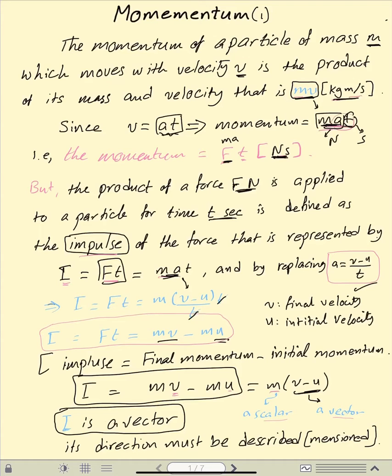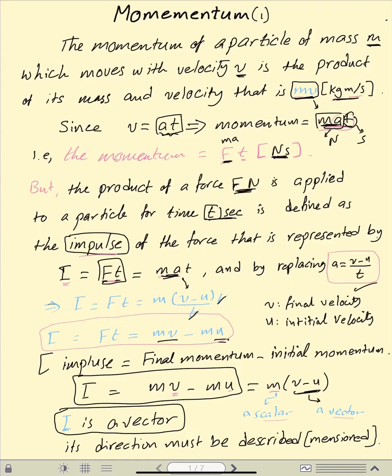If we act on a particle by a horizontal force, or a force in general, F Newton, for t seconds, we define the impulse of the force on the particle, represented by I, as the product of the force times t. So the impulse is the product of the force and the time in seconds, and the unit is Newton second.